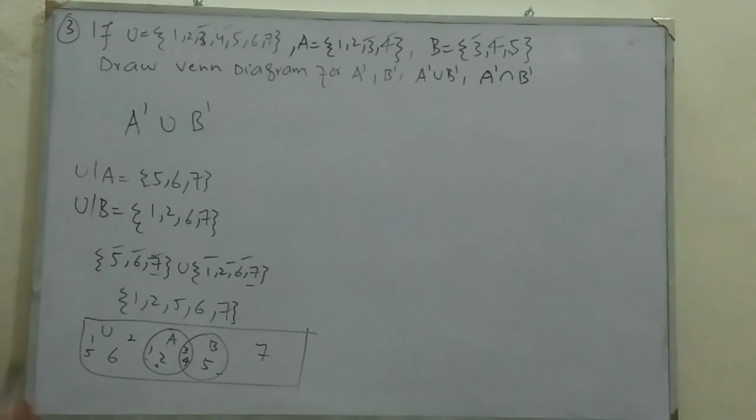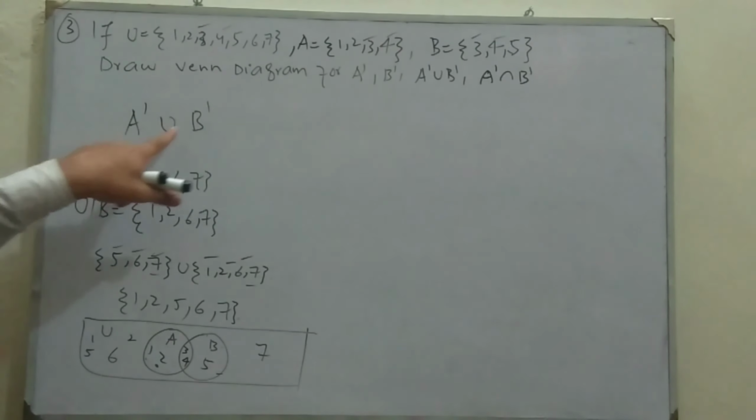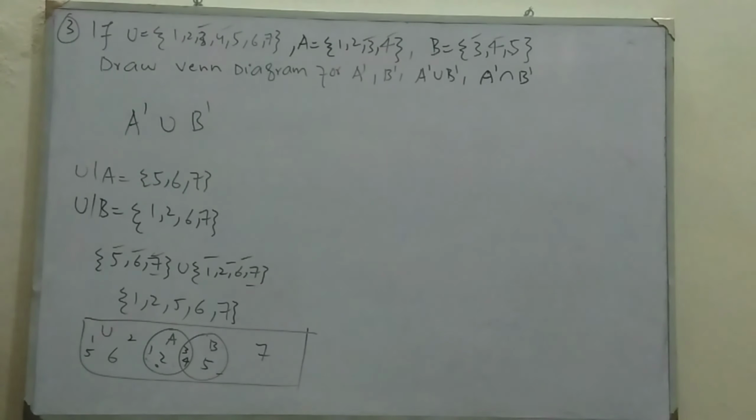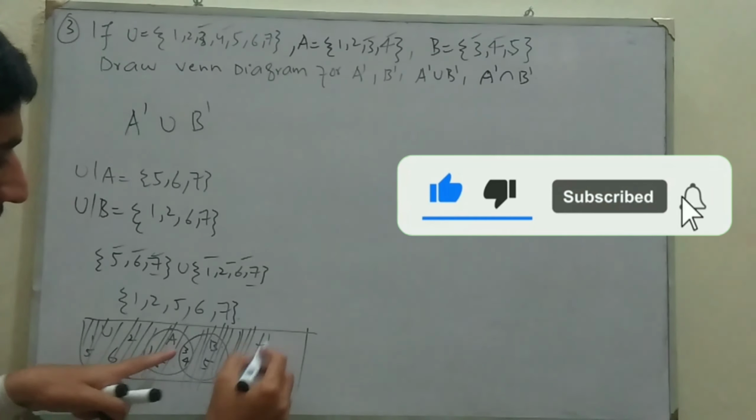Now we are going to find A complement union B complement with the help of a Venn diagram. We will just shade the whole area, because in the universal set all the elements combine. So we will shade the whole area except this common area. So this is the answer with the help of the Venn diagram. We will not shade the common area.